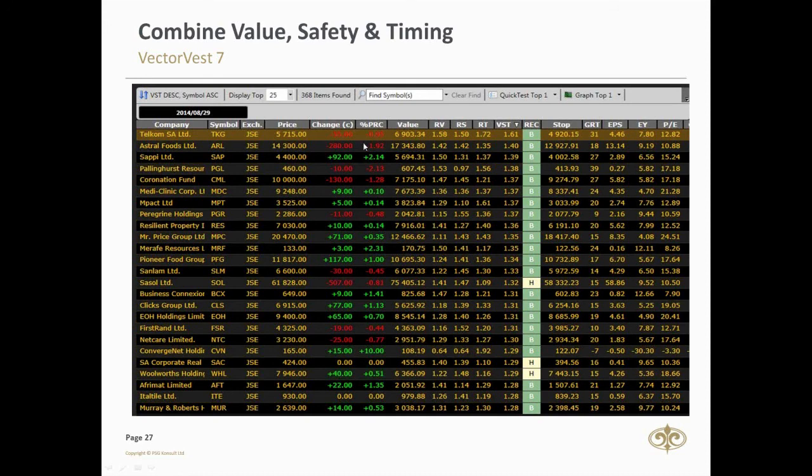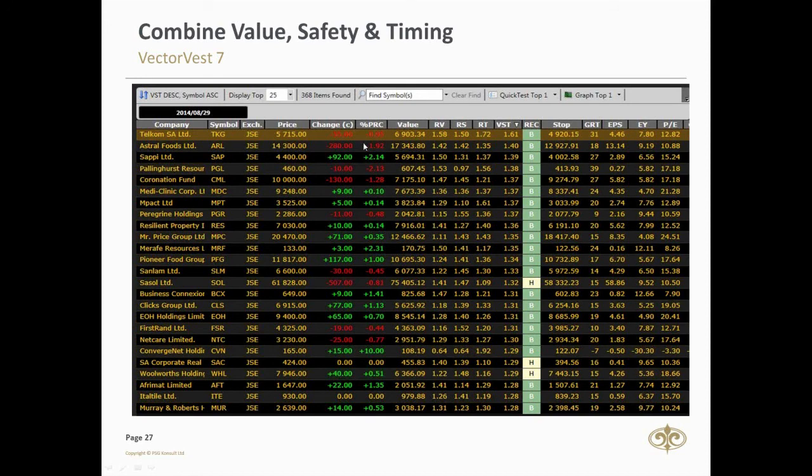So VectorVest, and this is data compiled by Reuters, on all the JSE listed companies. Telkom is rated as the highest value, safety and timing stock. Okay, so what I like to do is go down this list, and you can chop and change these columns and find the best opportunities. But I like also, as you highlight these different columns, you can also get the technicals. But the recommendation on Telkom last was a buy recommendation.